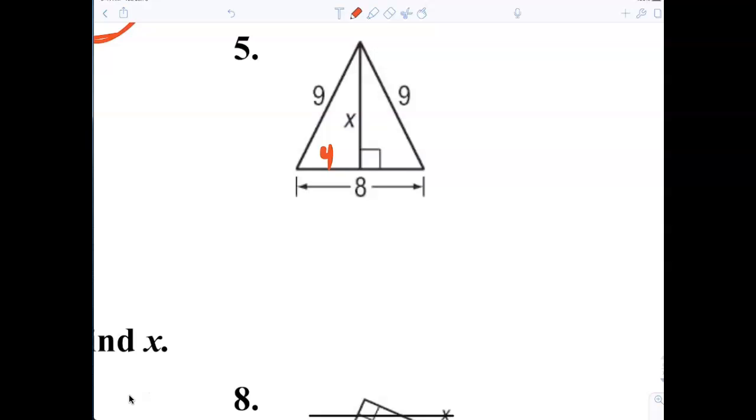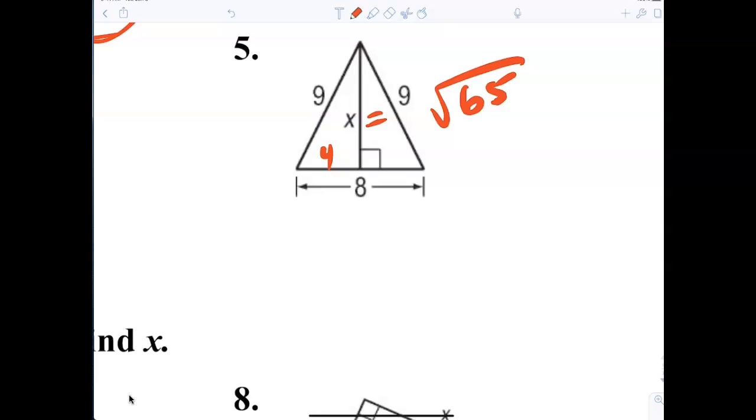So 81 minus 16. Now here's how you should be doing 81 minus 16. 81 minus 10, minus 1, minus 5. 65. Does everybody agree with that? Some of you, I don't know what you're doing, but that's okay. So that's the square root of 65. Does everybody agree? And if you want to check yourself, 65 plus 16 should be what? 81.